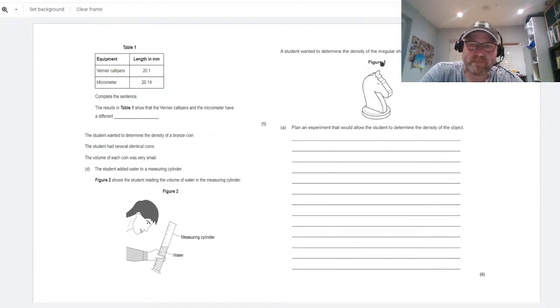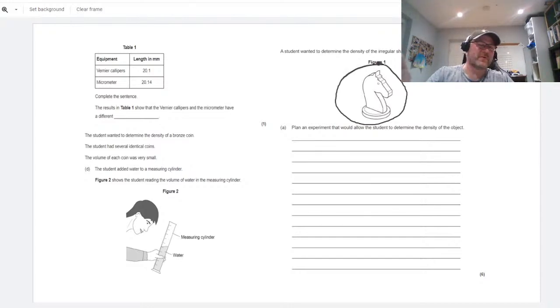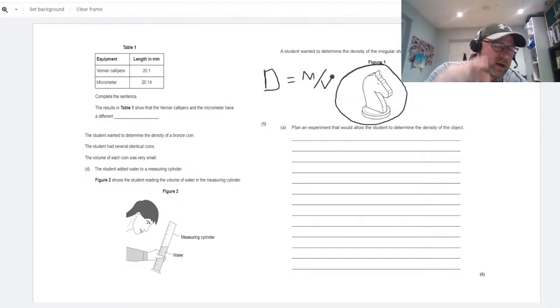Here's a core prac. You've probably done this question before. 6 marks. What's the... You can get it off your equation sheet. How are we going to find the density of that chess piece? Awesome, it's D equals M divided by V, mass over volume. You're going to get a mark for selecting it. Boom, from your equation sheet.